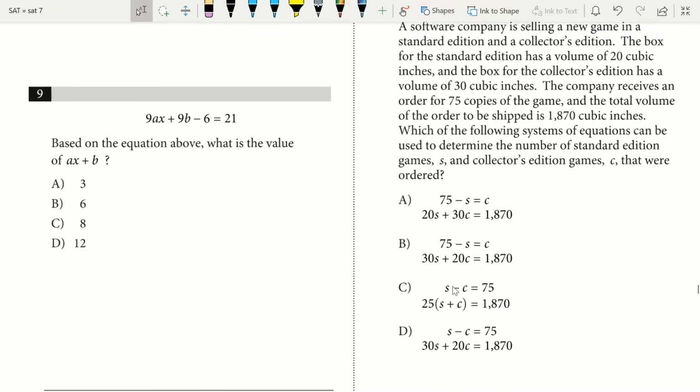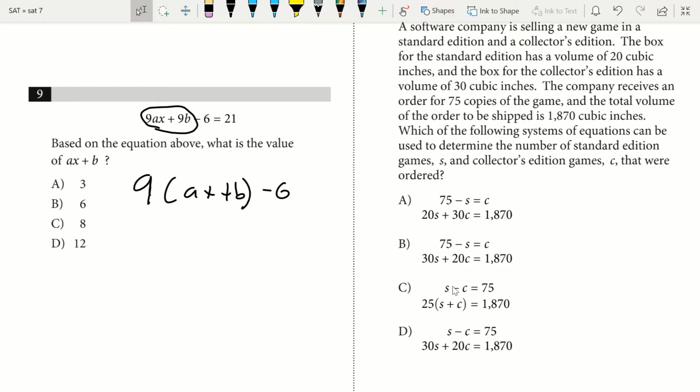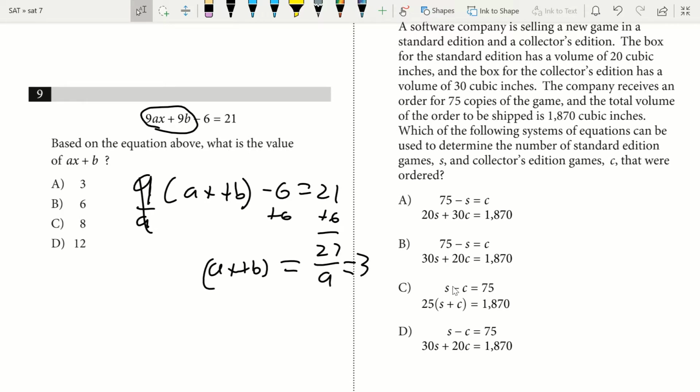Question 9. Based on the equation above, what is the value of ax plus b? All right, well, I see that I have 9ax plus 9b. I can factor out that 9 to go 9 times ax plus b minus 6 equals 21. I'm solving for ax plus b, so I'm going to add 6 to each side. So now I get 27 equals 9 times ax plus b. I divide each side by 9 now, and I get 27 over 9 equals the quantity ax plus b. 27 over 9, that's going to give me 3. So my answer is going to be A, 3.